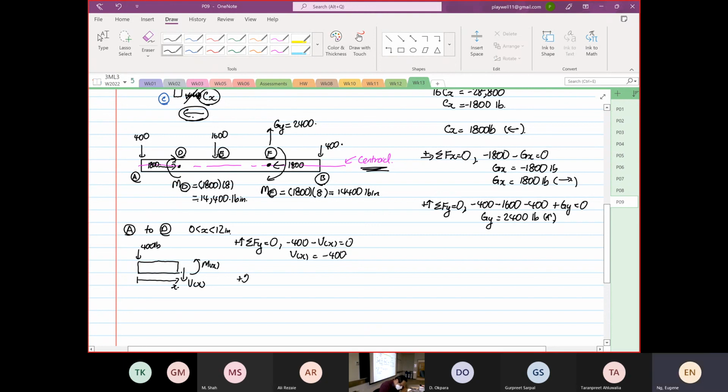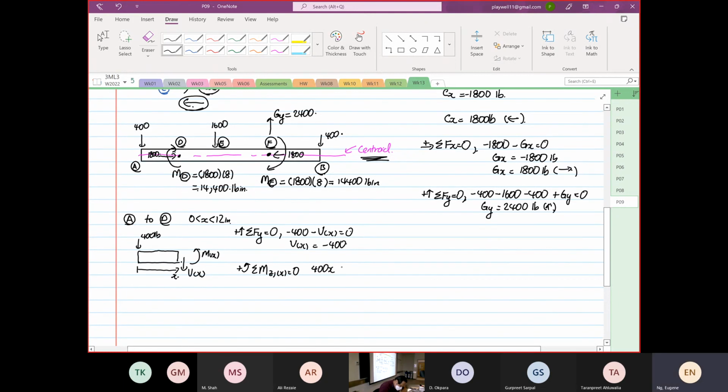Then when we take moment, summation of moment about Z as a function of x is equal to 0. So this will be equal to 400x plus M as a function of x is equal to 0. M as a function of x is equal to minus 400x.